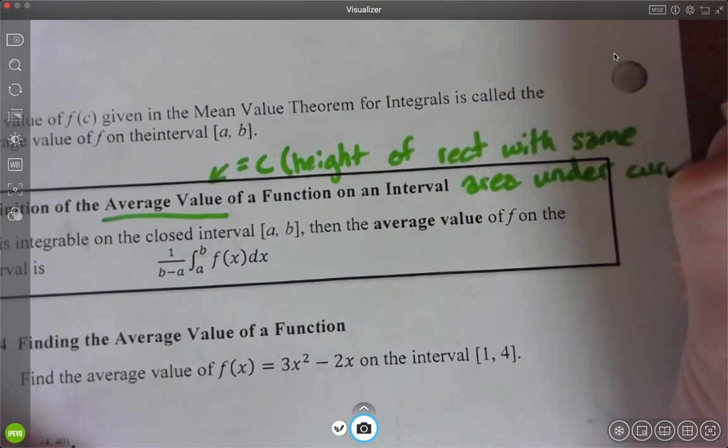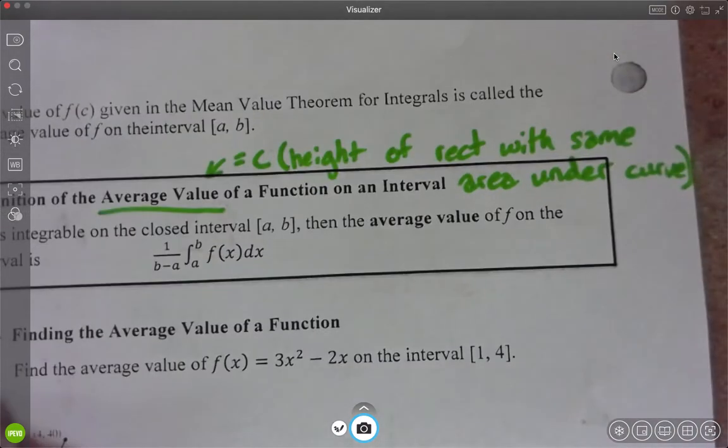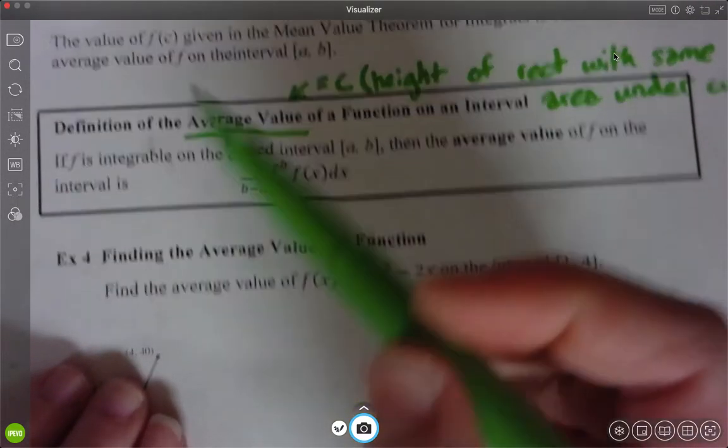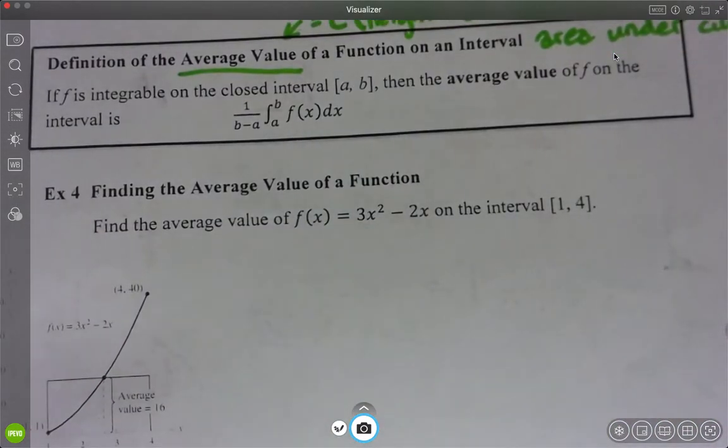So they're basically saying, how tall does your rectangle have to be in order for that rectangle to have the same area as what's underneath the curve? Okay, so they kind of go together. The average value is actually finding that value of C. The mean value theorem is just saying, hey, there exists a C so that this happens, okay?